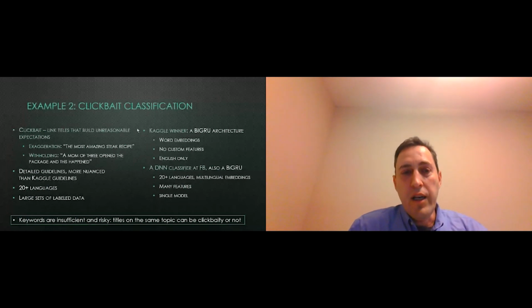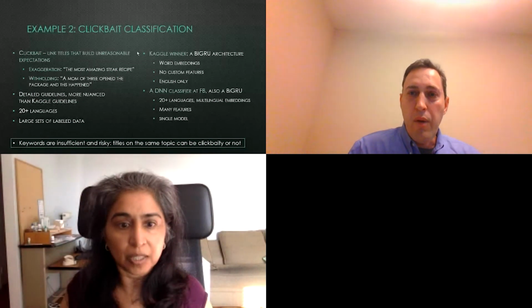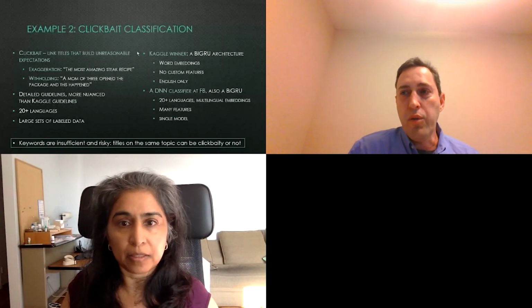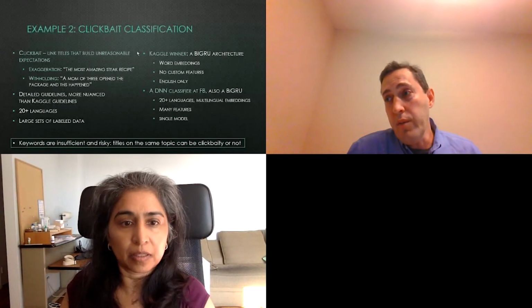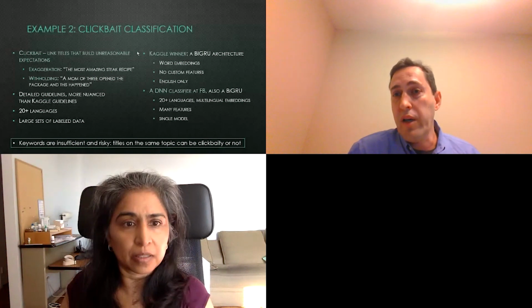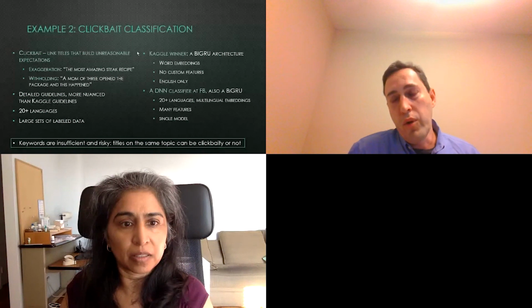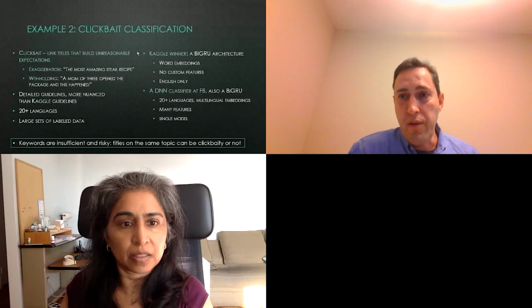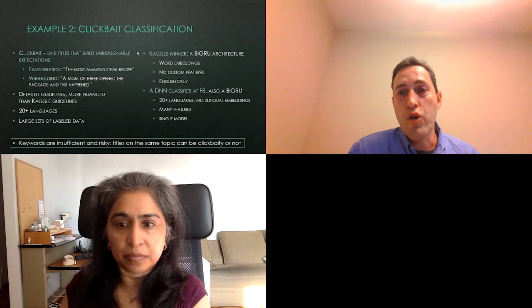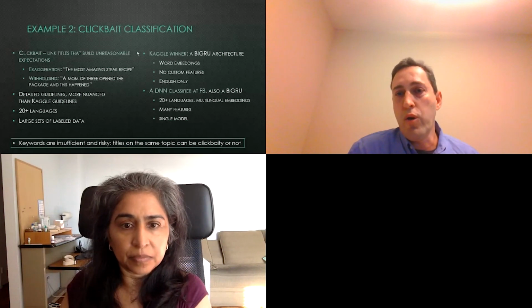Now, there are detailed guidelines, and the guidelines we use are more nuanced than those in Kaggle contests. We also support 20 plus languages versus just English in Kaggle, and we do have large sets of labeled data. So this is kind of a more favorable context for deep learning systems. And the one we have for this comparison is a ByGru architecture, which is similar to a Kaggle winner. It's improved in many ways. It uses additional features, whereas the Kaggle winner was featureless. It just used word embeddings.